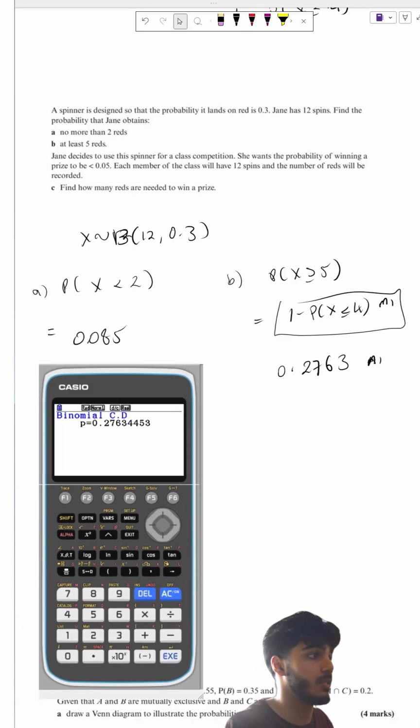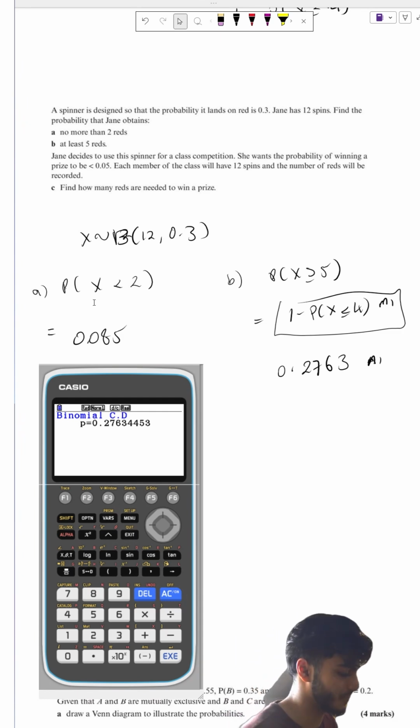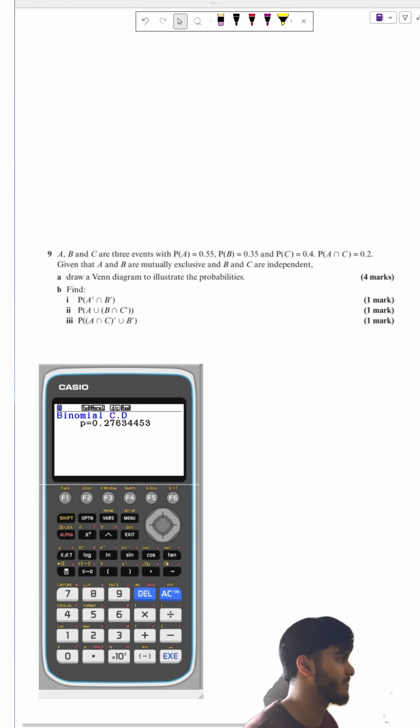I've looked at a lot of mark schemes, so I've tried being efficient, trying to take shortcuts, so I know what you get on the mark scheme and what you don't.